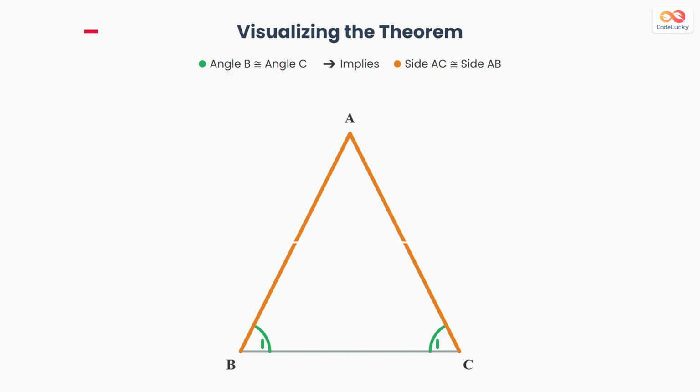Let's visualize this on a triangle. If angle B is equal to angle C, indicated by the green arcs, then the side AC must be equal to the side AB, indicated by the orange lines. The relationship flows from the angles to the opposite sides.